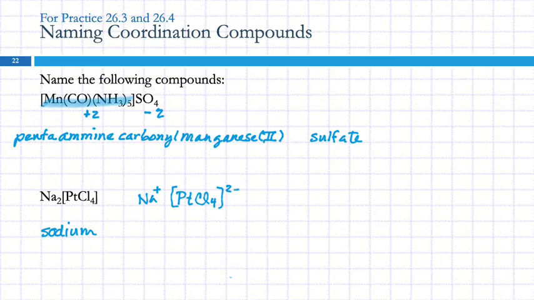And so then you said tetrachloro, which is correct, 4 chlorides, and chloride is called chloro. And then you were also correct, platinate. Platinum becomes platinate. And then we need a Roman numeral for the metal. So what is it? 2. Roman numeral 2.